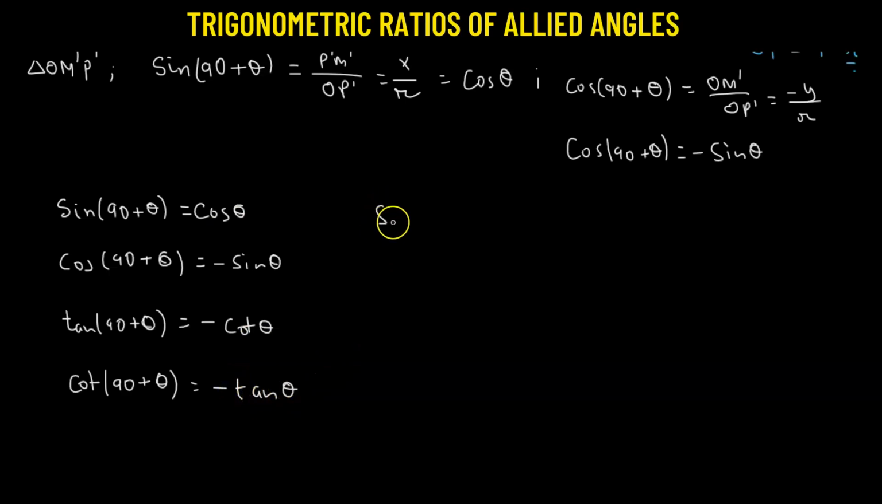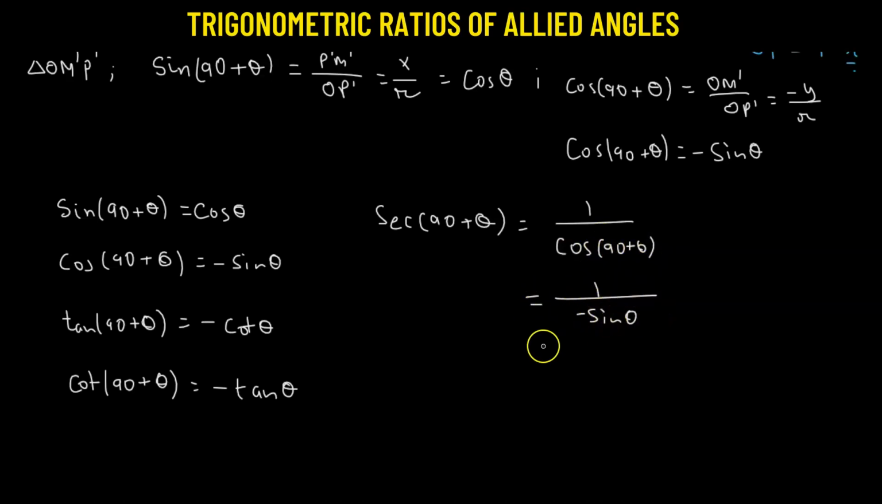Right. We can define secant of 90 plus theta. So secant of 90 plus theta will be 1 over cosine of 90 plus theta. So cosine 90 plus theta is negative sine theta, and the reciprocal of the sine function is the cosecant function. So we have negative cosecant of theta. And if we do cosecant of 90 plus theta, using the same technique, we're going to get positive secant theta. Right. So this is how we can define the trigonometric ratios of 90 plus theta for each of the trig functions in terms of theta.